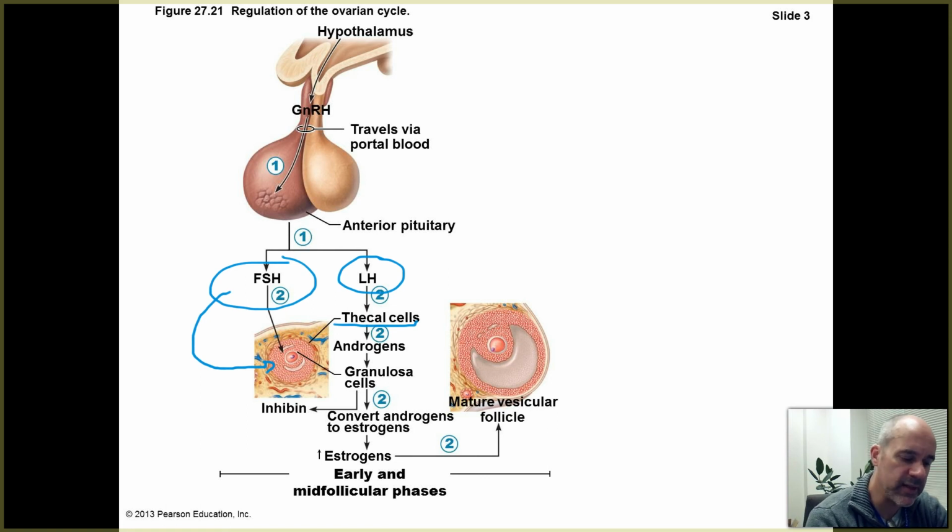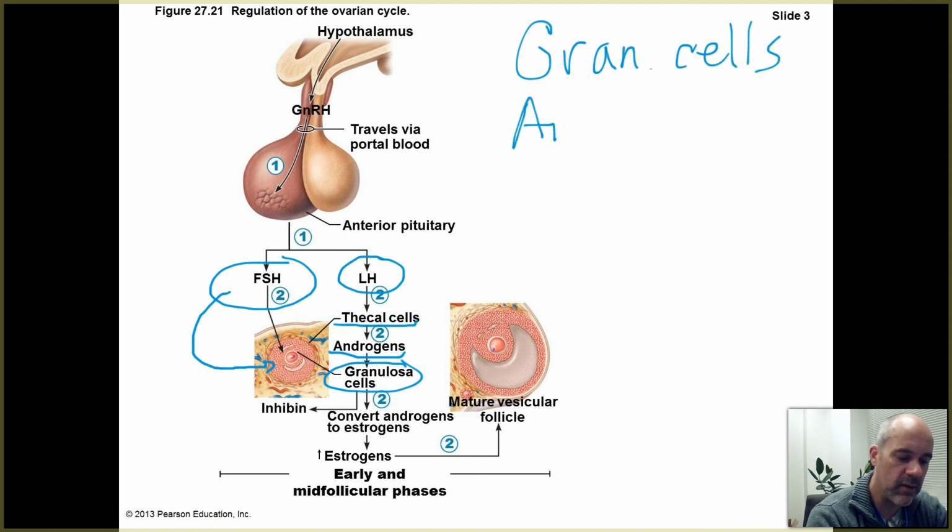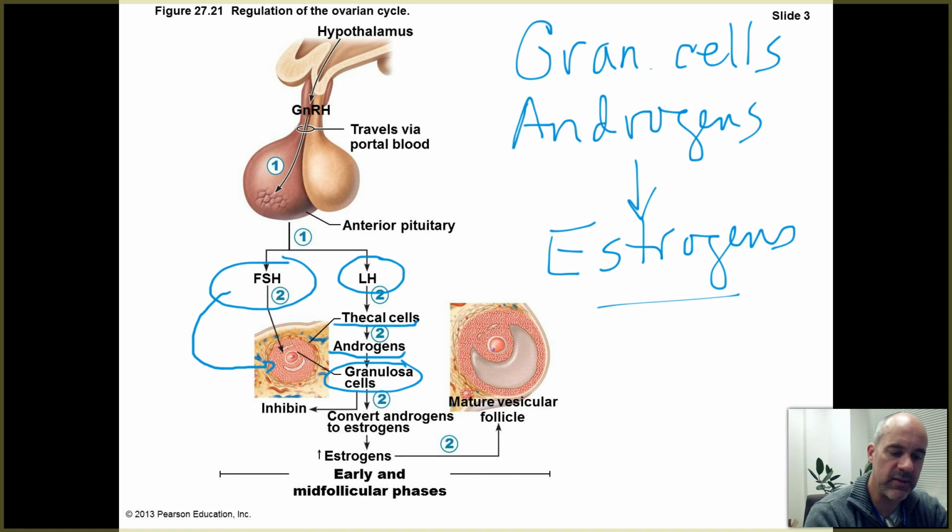And this is kind of interesting. They actually produce androgens, male sex hormones, and then the granulosa cells convert androgens to estrogens. So they have enzymes that take these male sex hormones and convert them over to estrogens. So that's pretty interesting. A couple of different steps that have to take place there.